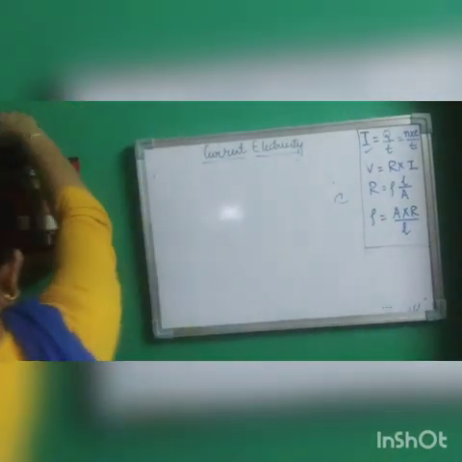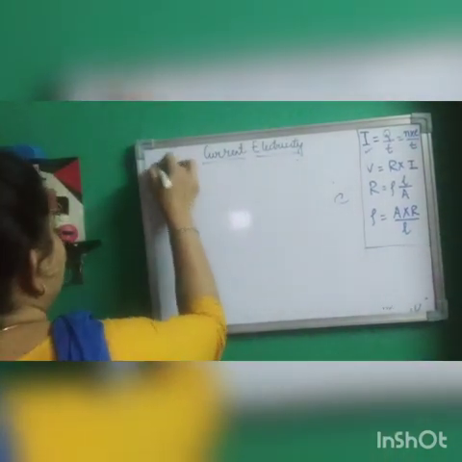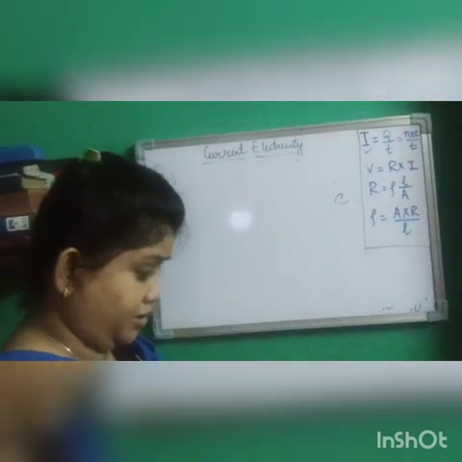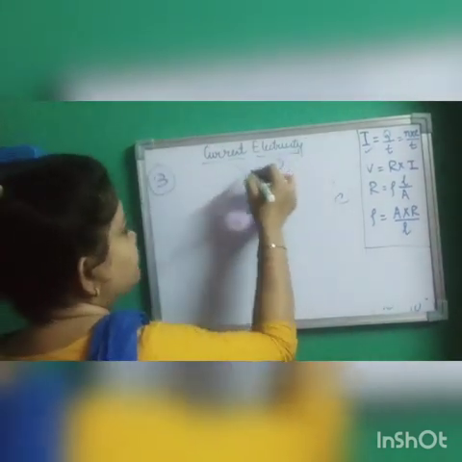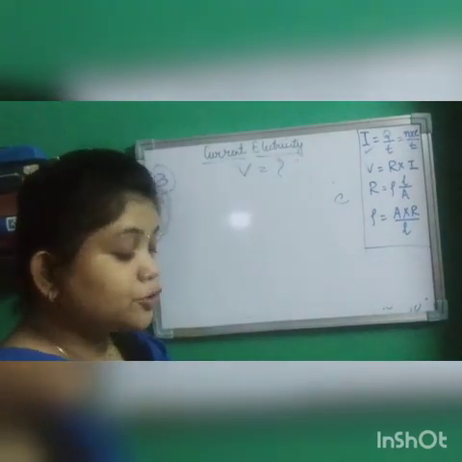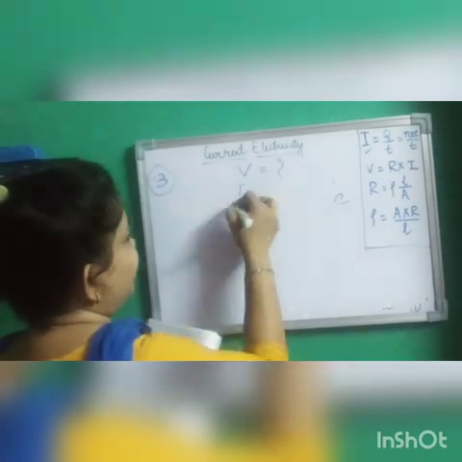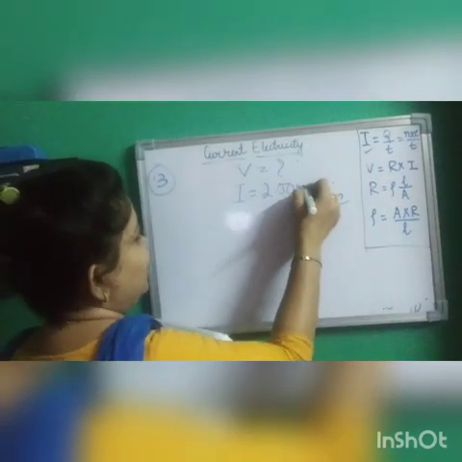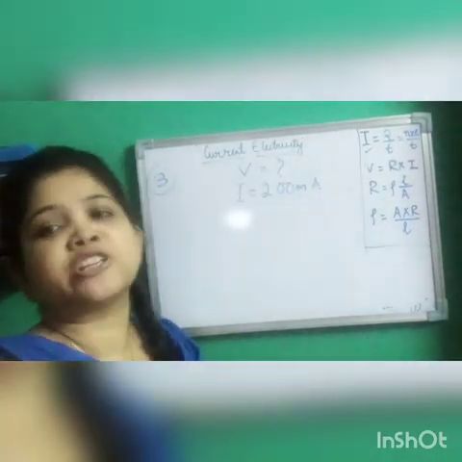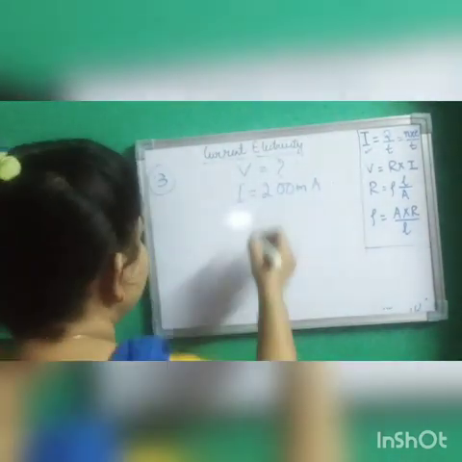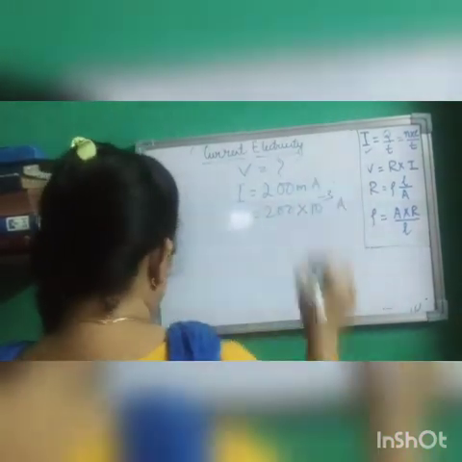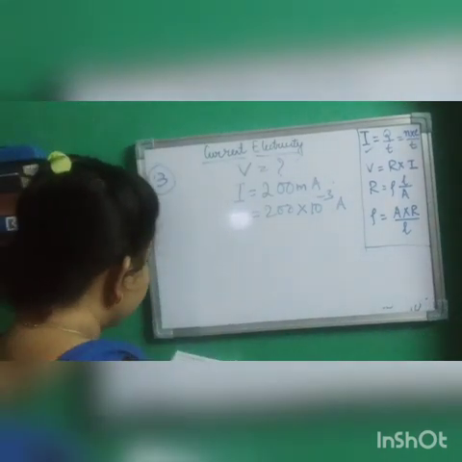Now, let's do number 3 sum. What is number 3 sum telling us? Find the potential difference required. That means you are asked to find out V. V is asked to flow a current of 200 milliampere. That means I is given as 200 milliampere. Obviously, you know 200 milliampere means 200 into 10 to the power minus 3 ampere. So it is 200 into 10 to the power minus 3 ampere. Okay. And what else is given?